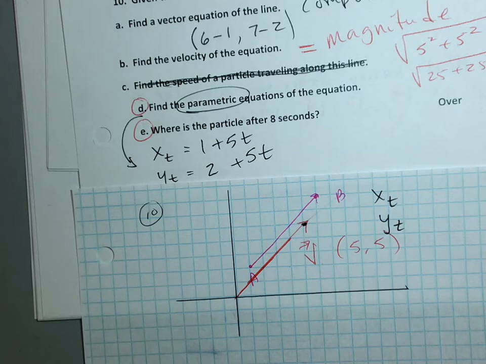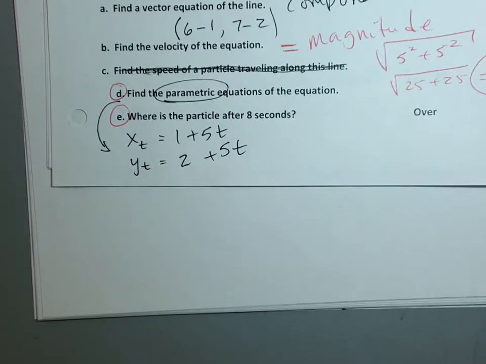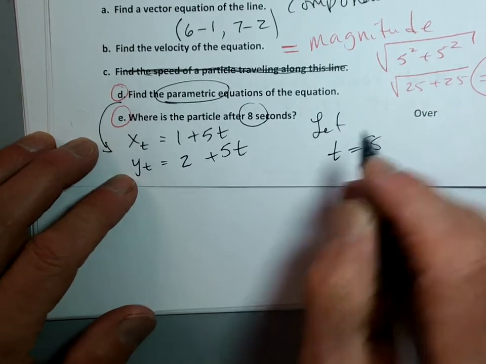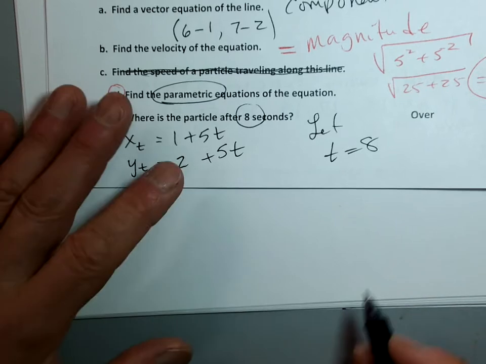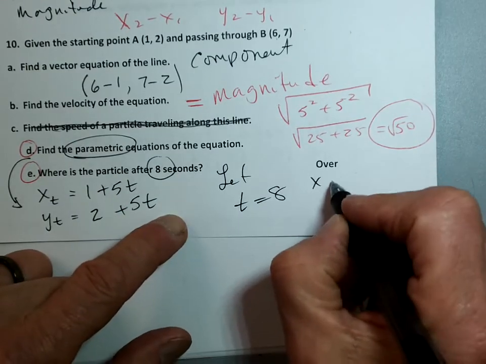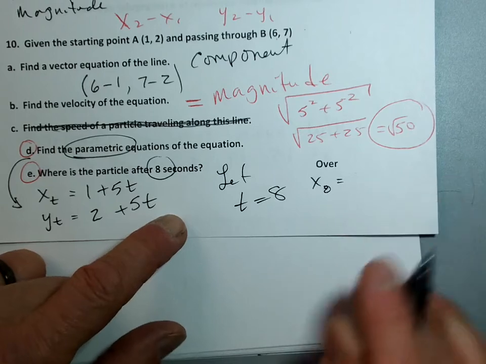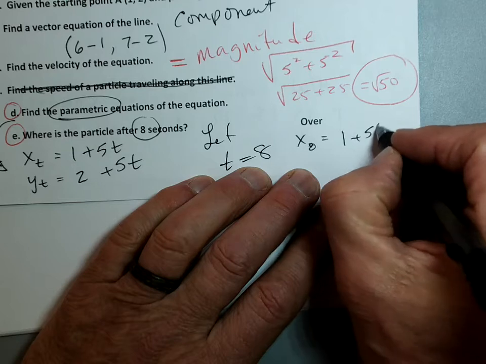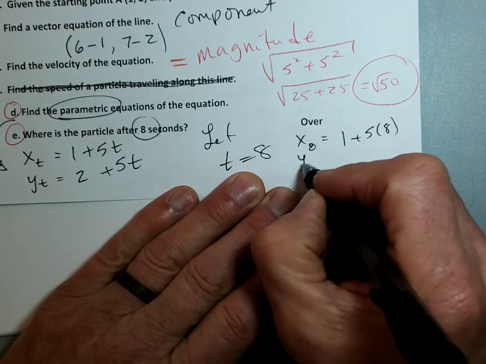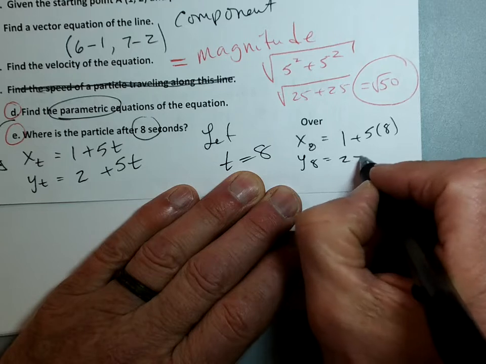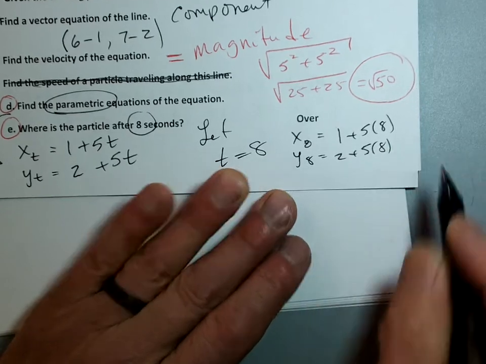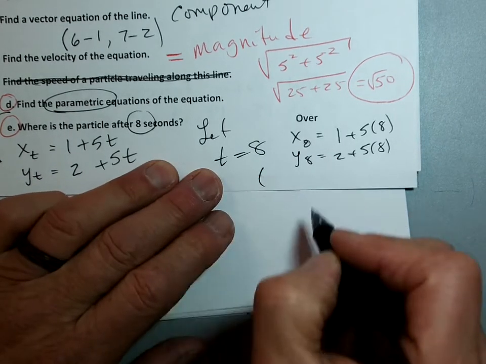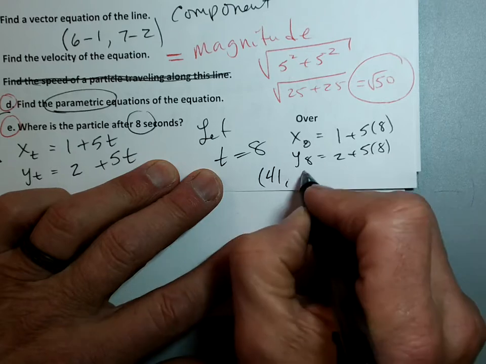Now, where's the bug in 8 seconds? That's pretty easy, actually. To do 8 seconds, just let t equal 8. Just plug it in. So x of 8 is 1 plus 5 times 8, and y of 8 is 2 plus 5 times 8. So I get a 41 and a 42, so the position would be at 41, 42.